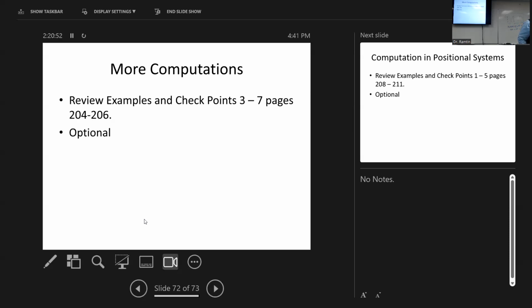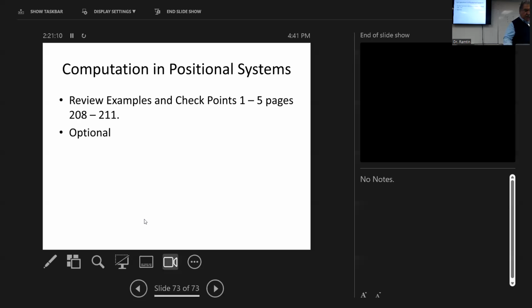I'm not going to ask you to do division to convert from base 10 to base 8. No, that really becomes too confusing. So you don't need to look at that. Review examples 208 to 211.